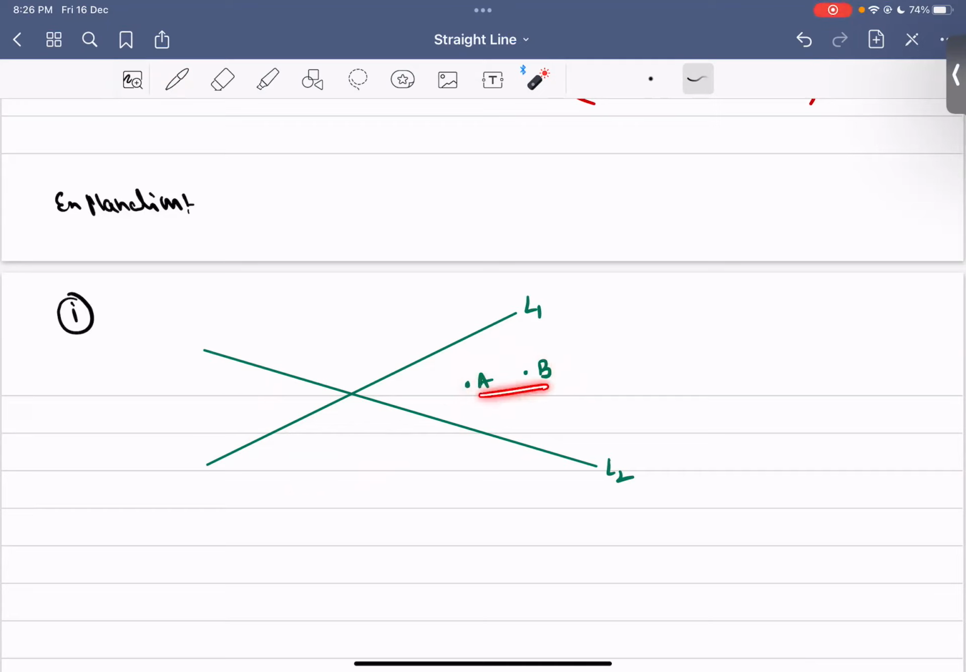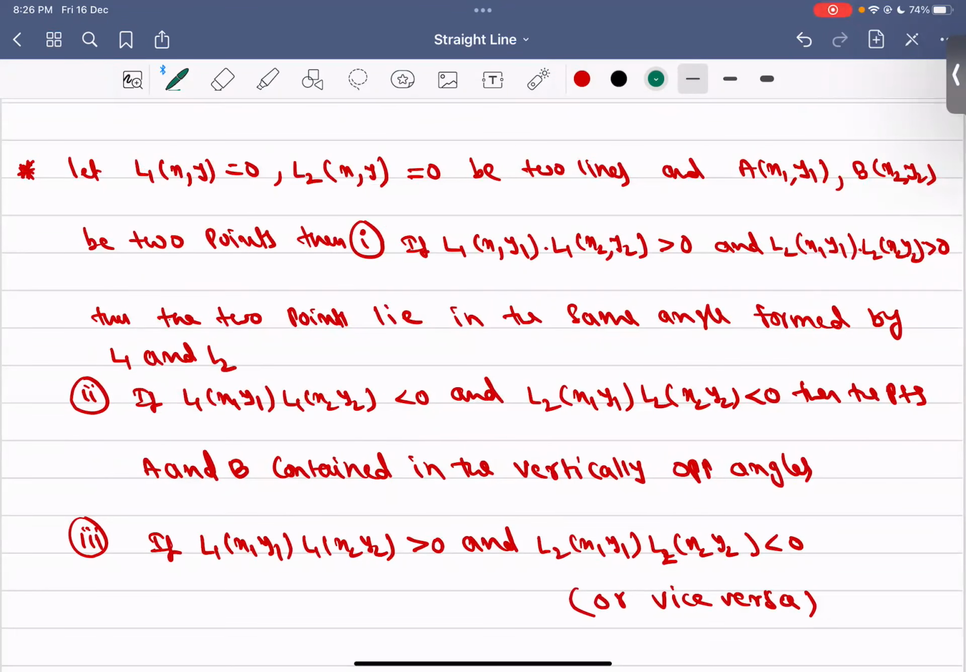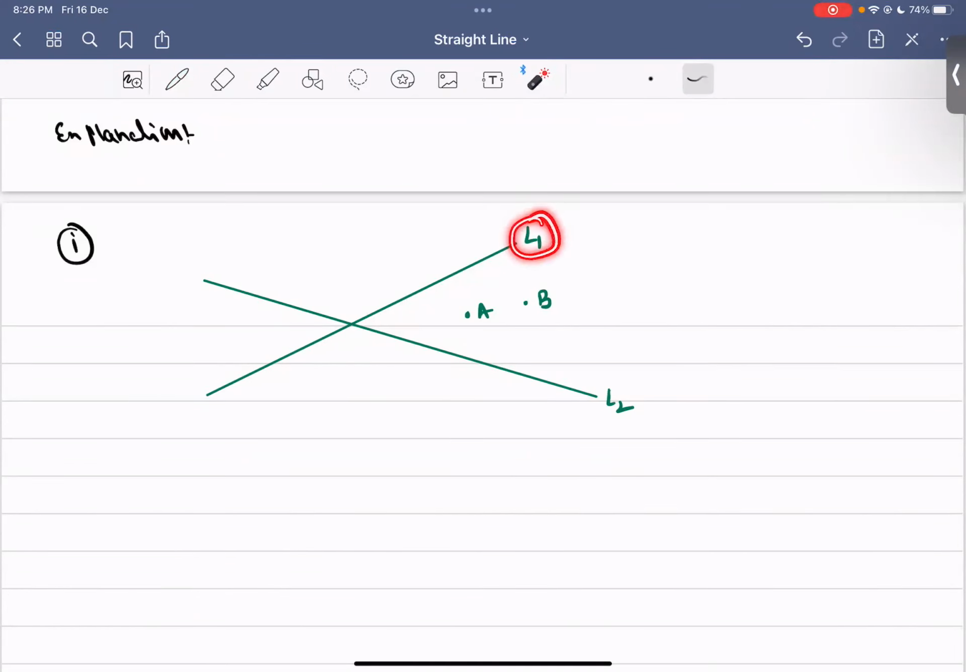If the situation is like this, then the condition is what? L1 of x1 y1 into L1 of x2 y2 positive, L2 of x1 y1 into L2 of x2 y2 is positive, because with respect to L1, both the points lie on the same side of the line. Yes. Already we have seen the last result: L1 of A, L1 of B, where A is x1 y1 and B is x2 y2. If the 2 points lie on the same side of the line, then L1 of x1 y1 into L1 of x2 y2 is positive.